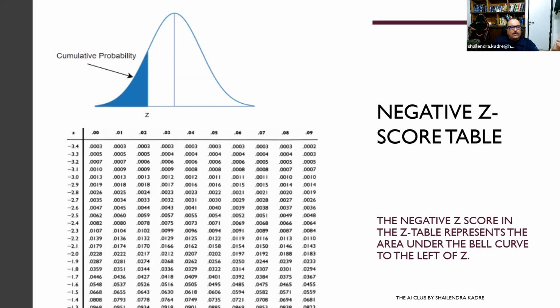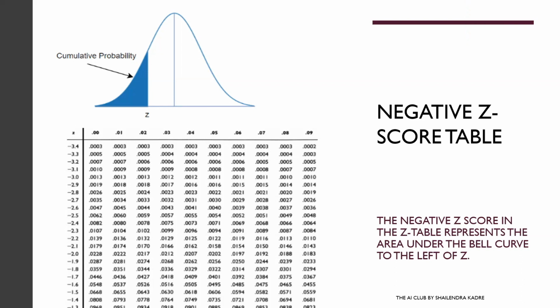Suppose I get Z equal to minus 1.92, what will be my probability value? Z equal to minus 1.92. 0.0274. Now remember one thing. If my Z is negative, my cumulative probability will always be less than 0.5. Is this understood?